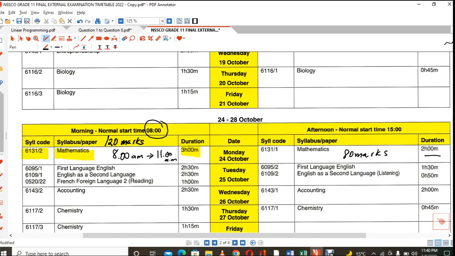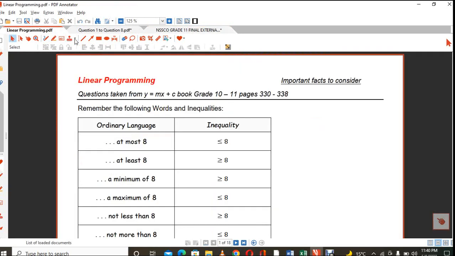So your exam timetable is out, grade 11s. Make sure that you familiarize yourselves with that. Prepare yourself so that you can finish most of the topics. Okay, let's go to our problem.